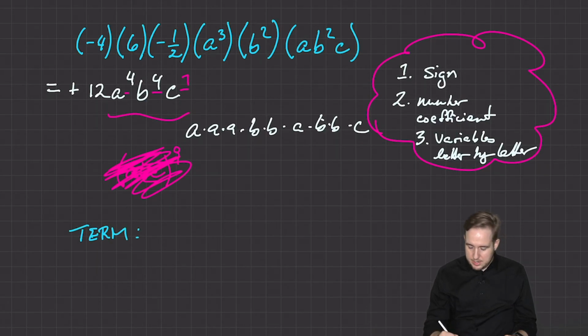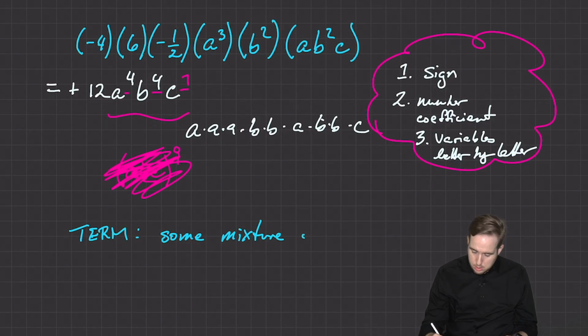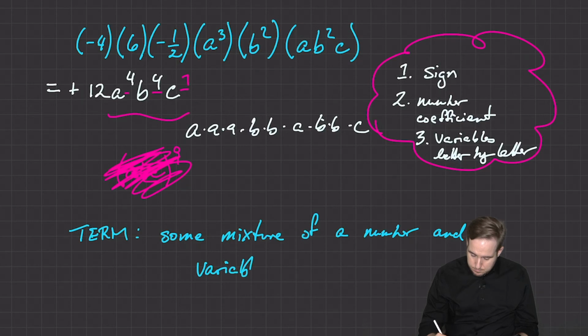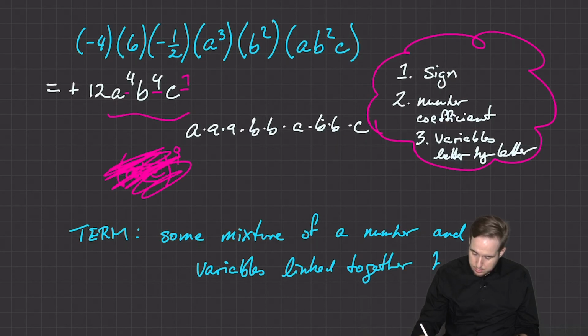So a term is some mixture of a number and variables linked together by multiplication.